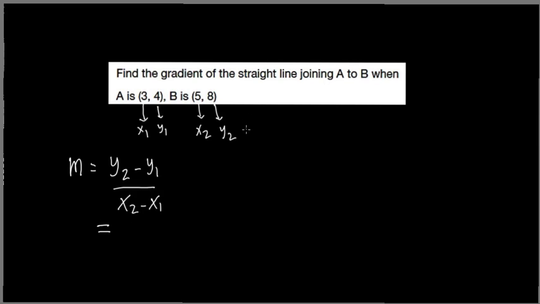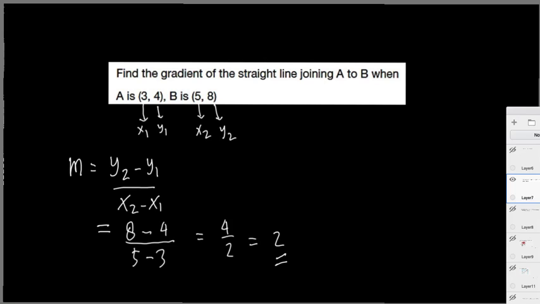In this question, y2 is 8 minus 4, x2 is 5, x1 is 3. So we get 4 over 2 equals 2. So in this question, the gradient is positive 2.